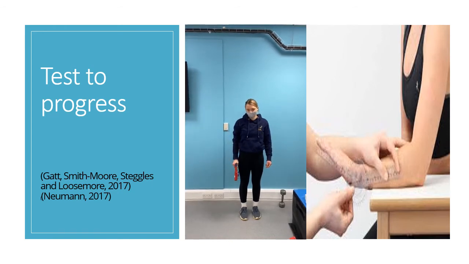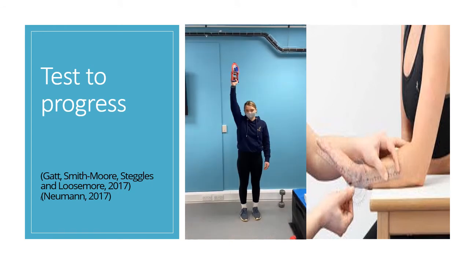A 20% difference between hands is seen to show a pathology in the weaker wrist according to Gatt, Smithmore, Steggles and Loosemore. Therefore, to progress to the late stage, there is likely to be a 20% difference. However, to progress to the pre-discharge stage, there should be no more than a 15% difference.